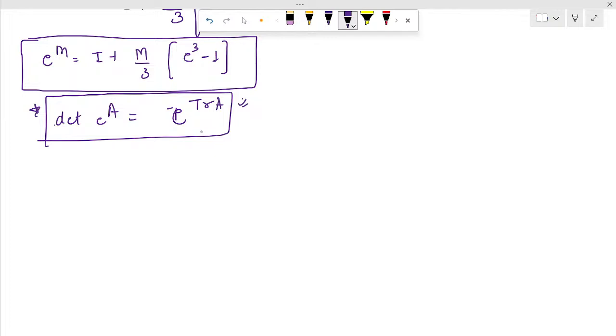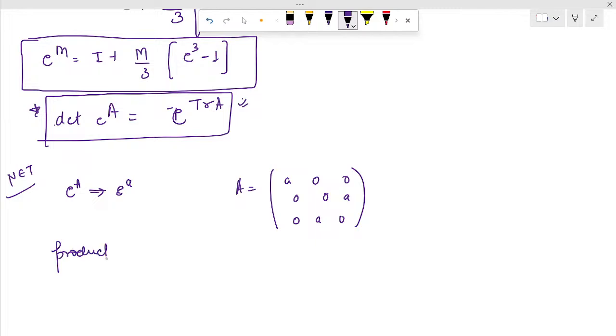If I have to do a question on it, I'll do a question that was asked in NET examination. The question was: one of the eigenvalues of matrix e की power a is e की power small a. Here a is given as the matrix with a 0 0, 0 0 a, and 0 a 0. Now it is asked: the product of the other 2 eigenvalues.